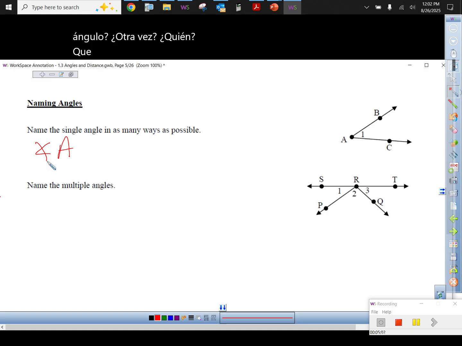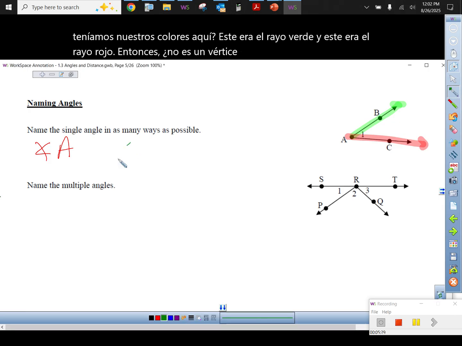That's just calling somebody by their first name because they're the only person in the room with that name. That's the only angle with A for a vertex. But you could also call them by their full name. Do you see how we had our colors in here? This was the green ray, and this was the red ray. So isn't A still the vertex? If you call them by their full name, you would do angle, and then you use 3 letters, but the vertex has to go in the middle. So I could call it angle BAC. Do you see how I put A in the middle? Are you with me on that? I call it angle BAC.